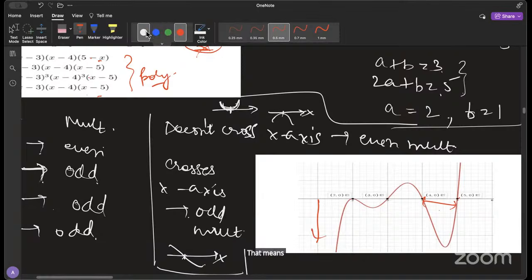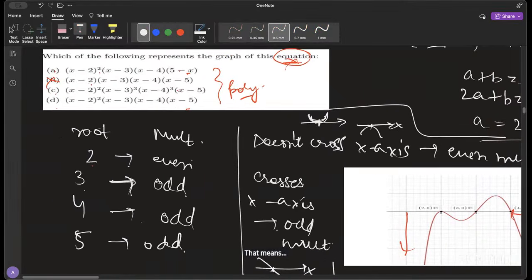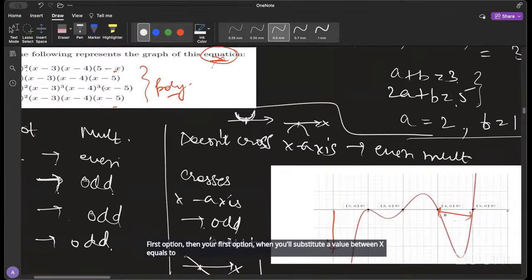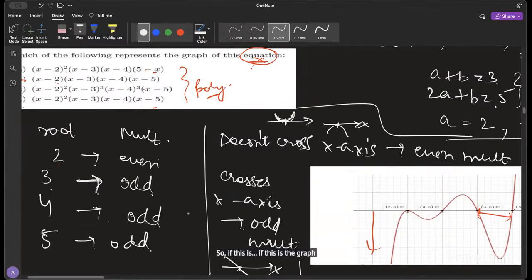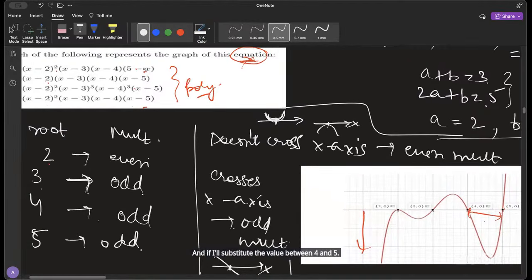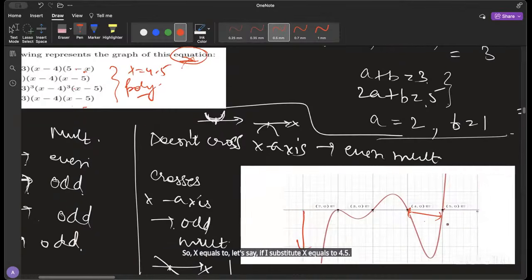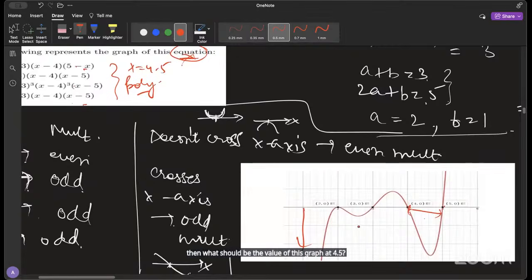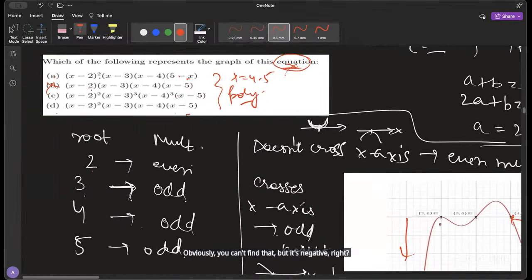So if this is the graph of the first option, and I substitute a value between 4 and 5, let's say x equals 4.5, then what should be the value of this graph at 4.5? Negative. We don't need the exact value, obviously you can't find that, but it should be negative, right?